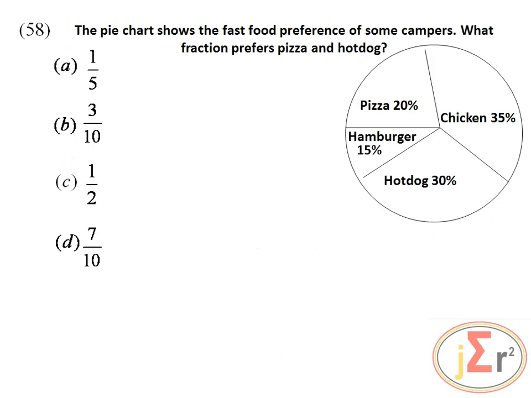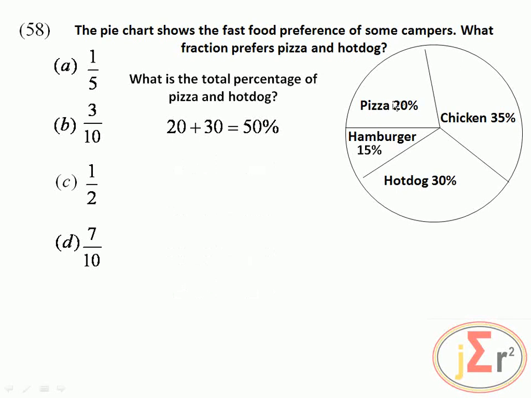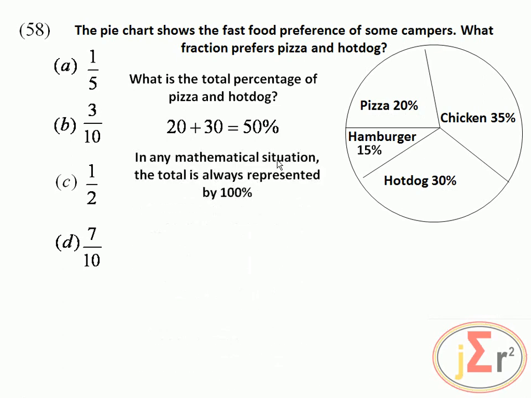The pie chart shows the fast food preference of some campers. What fraction prefers pizza and hot dog? What is the total percentage of pizza and hot dog? How do we know that? Look for pizza and hot dog. Pizza is 20% and hot dog 30%. So we're going to add those, and that gives 50%.